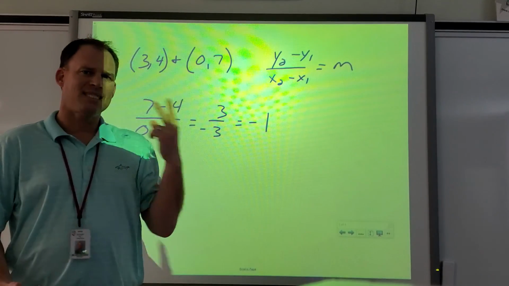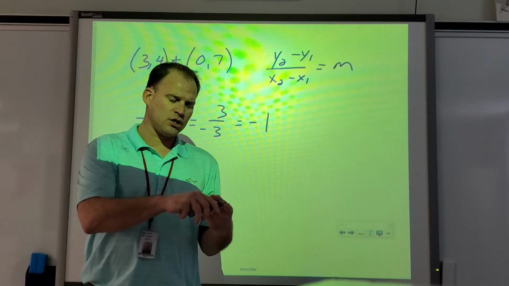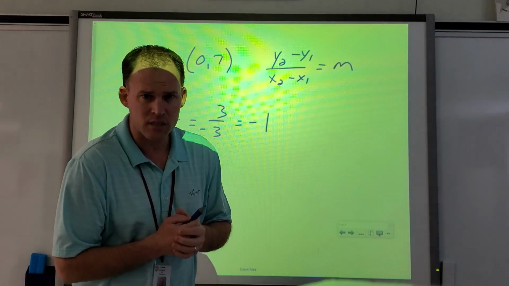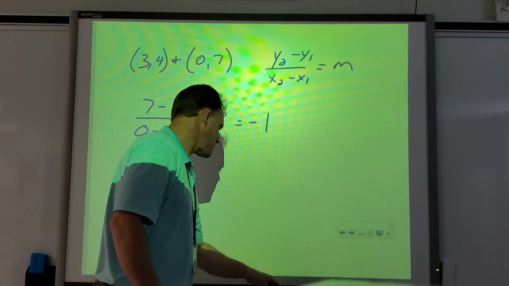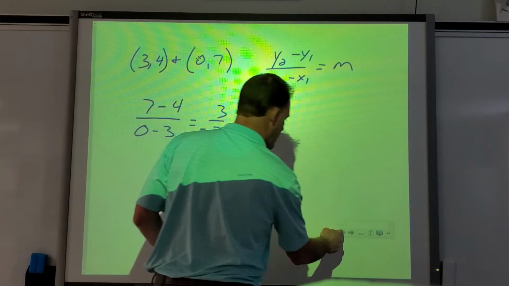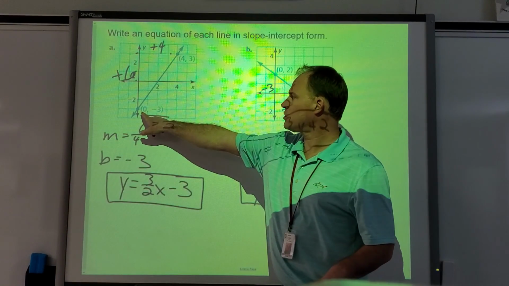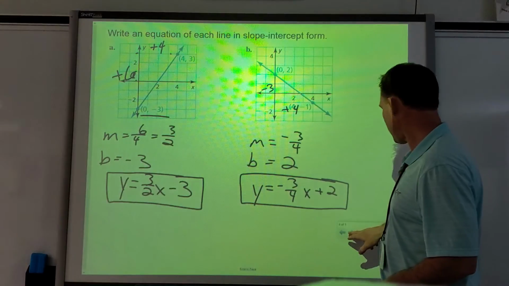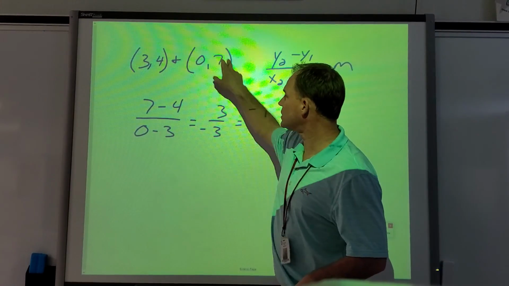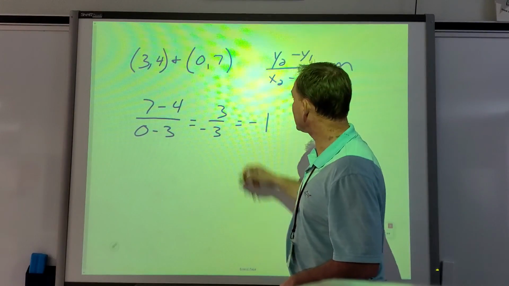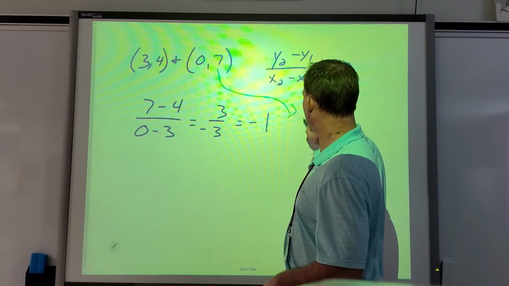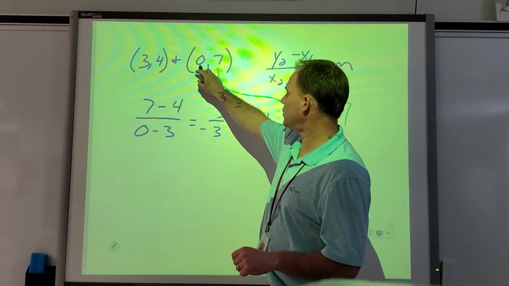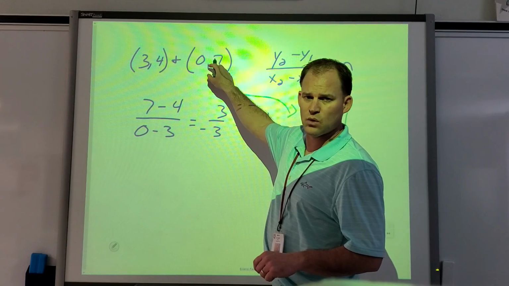But again, I still need 2 pieces of information. I need a slope, but I also need a y-intercept. Well, lucky for us, we have a y-intercept. If you remember the way these problems looked, your y-intercept always has 0 for x. That is a y-intercept. So if I give you a point that looks like this, with 0 in for x, this number right here is my y-intercept, okay?